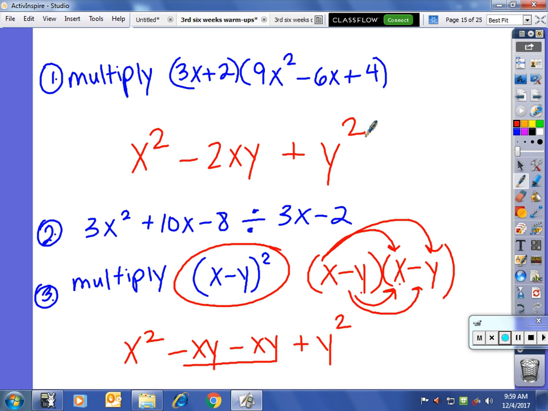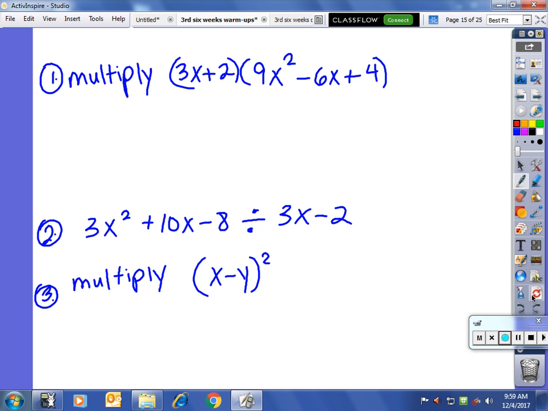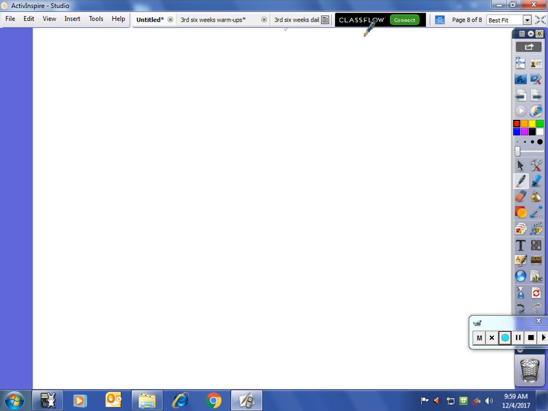Alright, so that's a little bit of review for your CBA. We took a test Friday. We're going to go over that in a minute. I want to get the lesson out of the way. Please, please, please do not freak out when you see this quadratic formula.